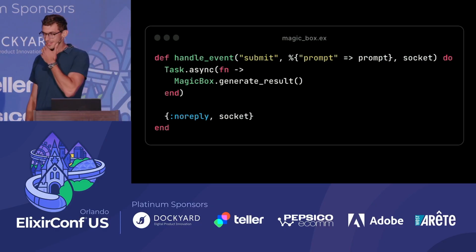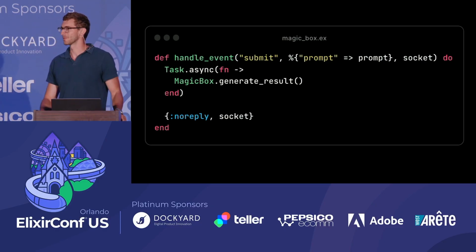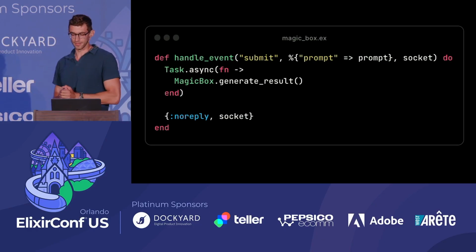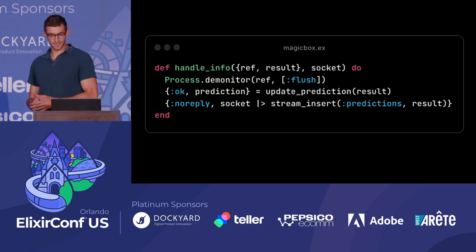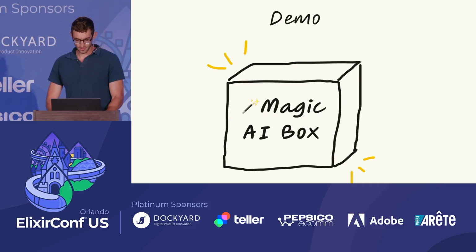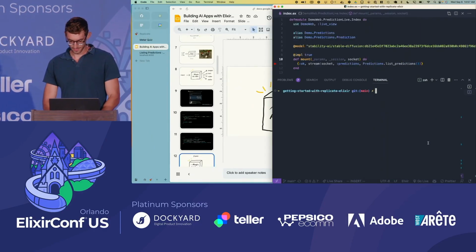The way this looks in Elixir is actually just like what Chris was talking about, using the Task.async library. So in this case, let's say we have a form where you type in a prompt. We listen for that prompt in our handle_event, set up a Task.async call to our, let's say, magic box model. Then we handle the info, exactly how Chris was showing us, update our prediction, and then stream in the results. So let me show you very quickly what this looks like.